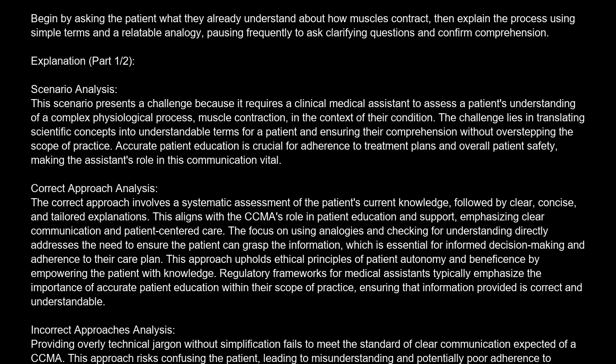Regulatory frameworks for medical assistants typically emphasize the importance of accurate patient education within their scope of practice, ensuring that information provided is correct and understandable.